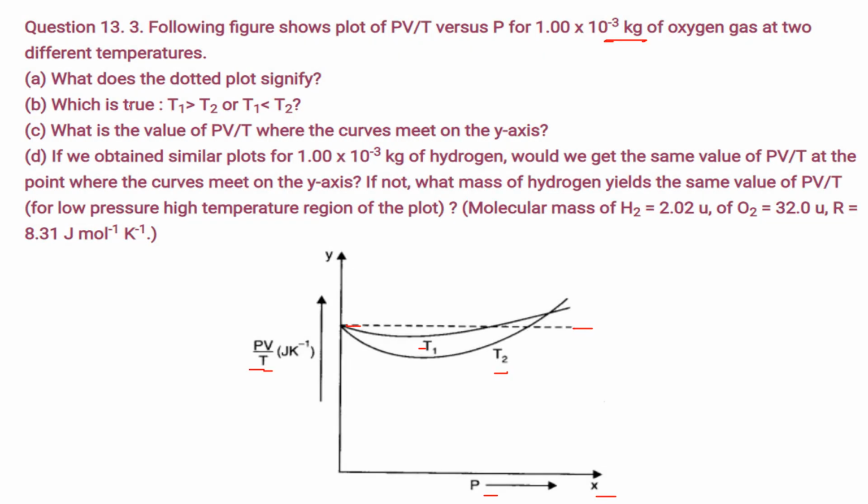Now the second part is, which is true? T1 is greater than T2 or T1 is less than T2. See, in this case, for same PV by T, this T2 is less than T1. And if you see here also, after they are intersecting for the first time, this is T1 and this is T2. Again, this T1 is closer to the ideal situation. So in both the cases, this T1 is closer to the ideal situation. That is why T1 is greater than T2.